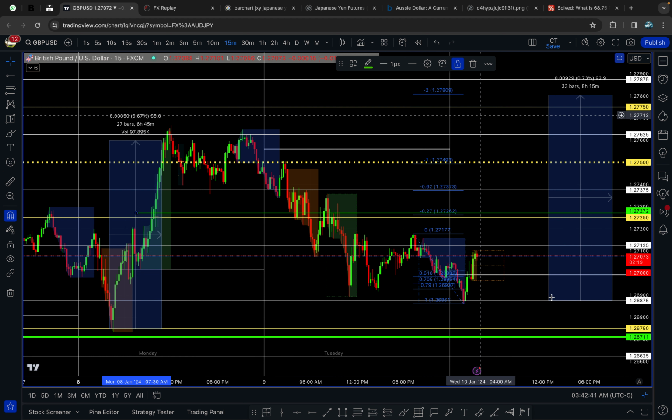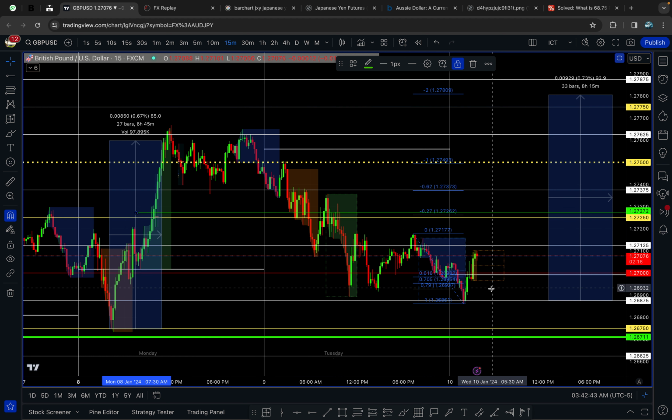Who knows what may happen after that. It could come back down, but with the interest rates being lowered later this year, that means the dollar will be going down this year, and then the pound should be going up. So I am bullish on the pound all year long, and probably going into 2025 as well.